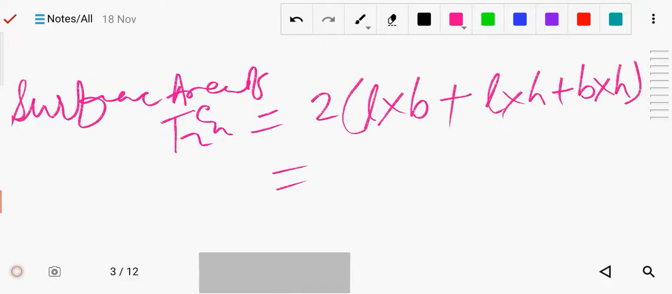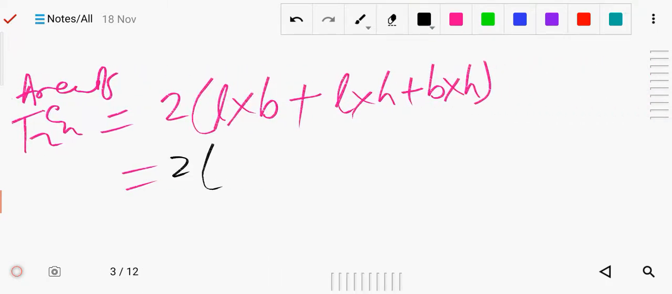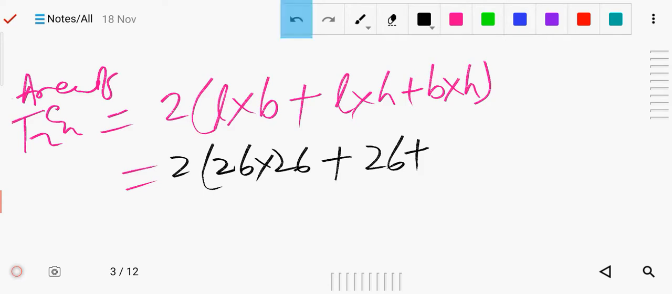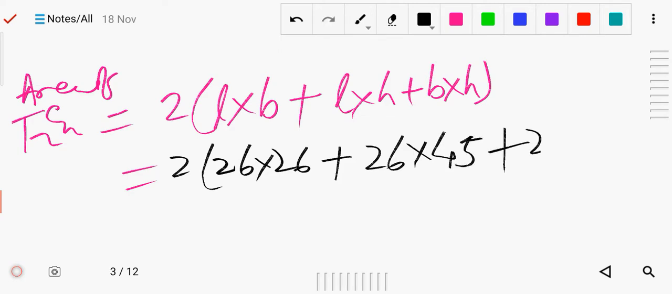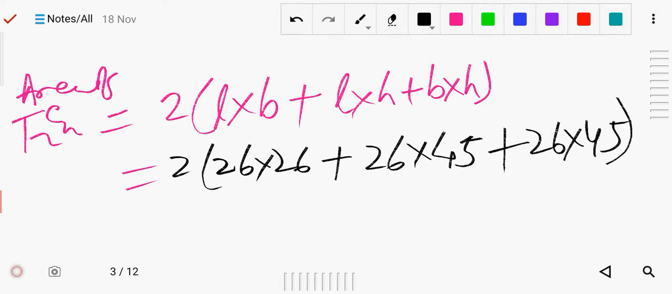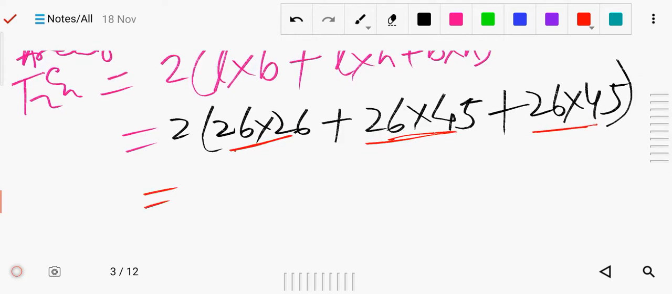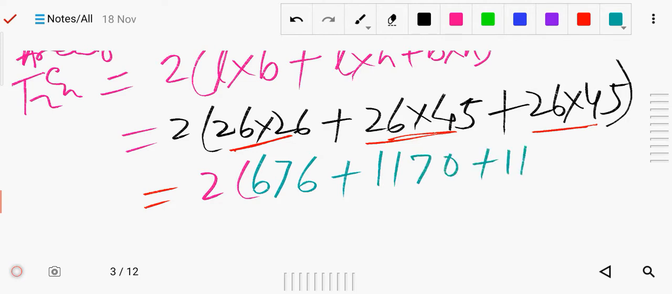L, B, H are given here. So now 2 into (L into B, which is 26 into 26, plus L into H, which is 26 multiplied by 45, and here again the same 26 into 45). Okay, you can differentiate like this so you can understand that these two you have to multiply. So here it will be 676 plus 1170, and again 1170.